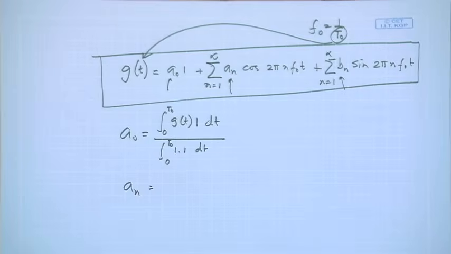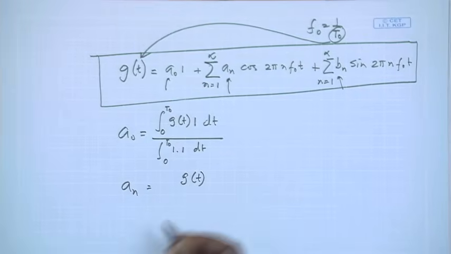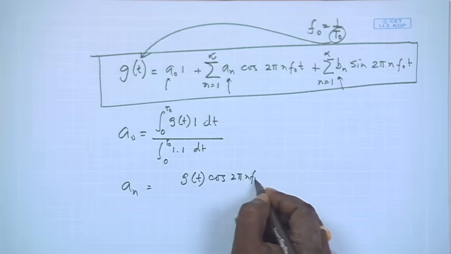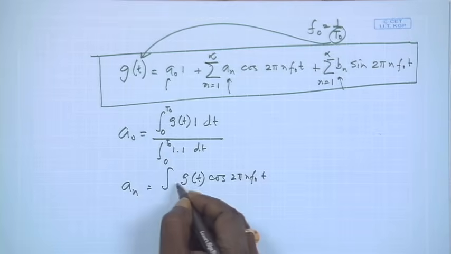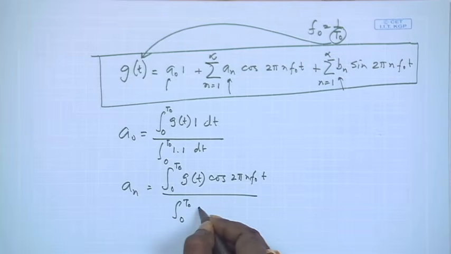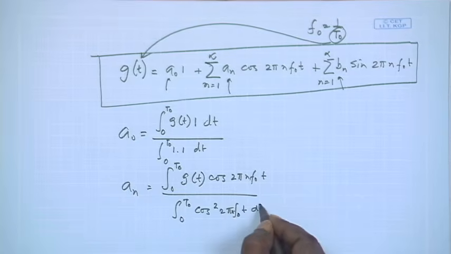Similarly, An must be whatever that g(t) is, we multiply that with cos 2 pi n f0 t, integration should be 0 to t0, and in the denominator 0 to t0, it should be cos square, right, cos square 2 pi n f0 t dt.